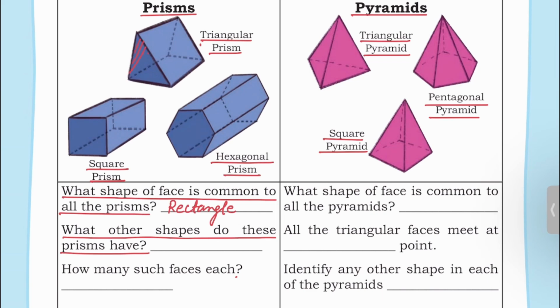The triangular prism has triangular face. Square prism has square face. And hexagonal prism has hexagonal face. The answer is triangle, square and hexagon.